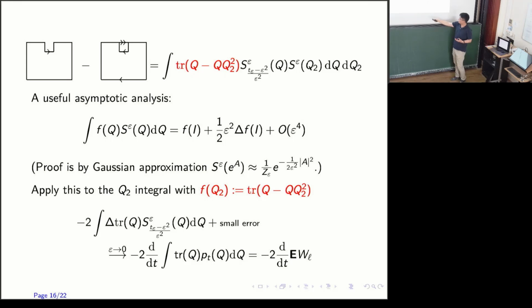So this is exactly the Driver formula I showed you earlier for a simple loop. Right, so this is how the two deformations combine to give an area derivative. Okay.